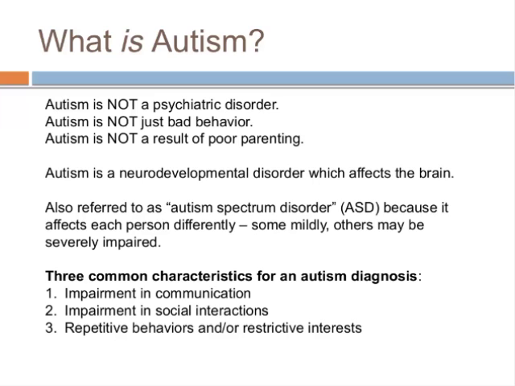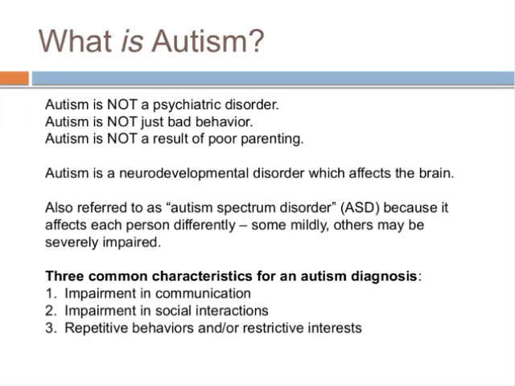What is autism? Autism is not a psychiatric disorder, it is not just bad behavior, and it is not a result of poor parenting. Autism is a neurodevelopmental disorder which affects the brain. In fact, studies have shown that there are different parts of the brain of a person who has autism that are more or less active than the brain of a neurotypical person. Autism is also referred to as Autism Spectrum Disorder because it affects each person differently. Some are mildly affected, while others may be severely impaired, nonverbal, with an intellectual disability as well.